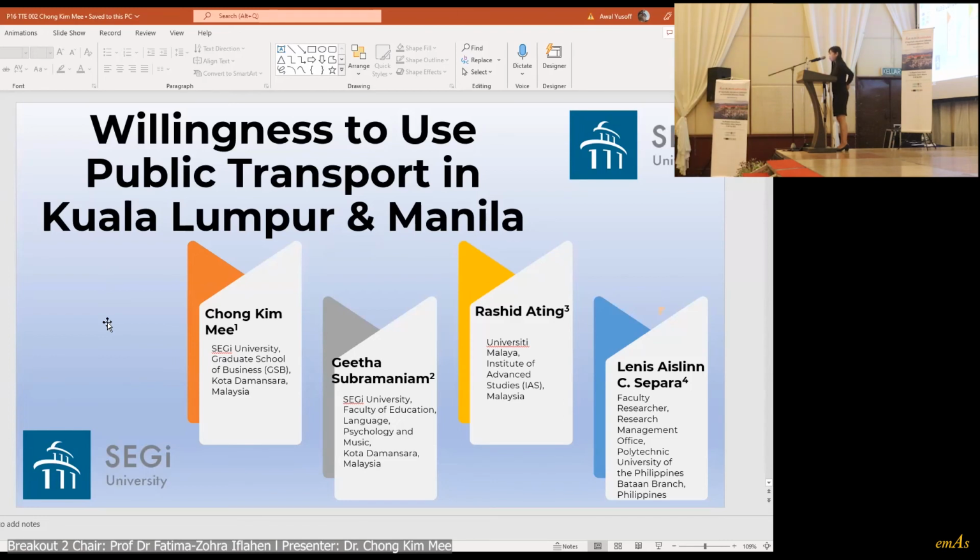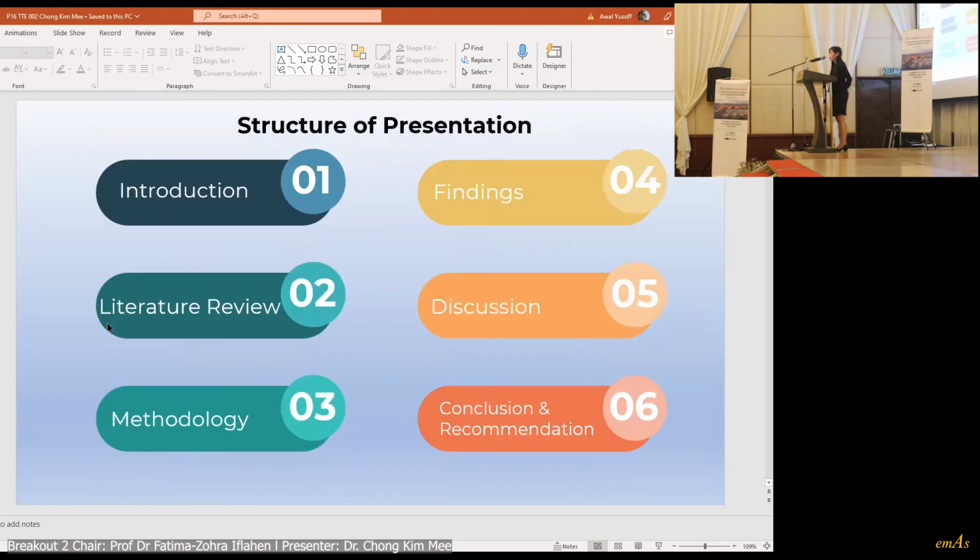Right, so for this afternoon, I will be presenting on the paper with the title of Willingness to Use Public Transport in Kuala Lumpur and Manila. My co-authors are Prof. Kita, Mr. Rashid, and also Associate Professor Lenis from the Philippines. Thank you to them; we collaborated on this paper. So I will go through the paper.